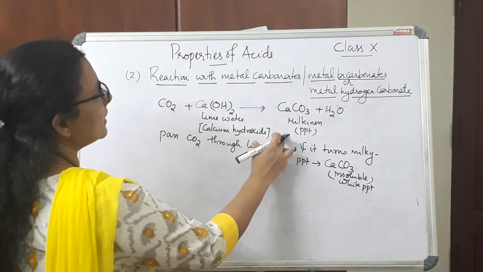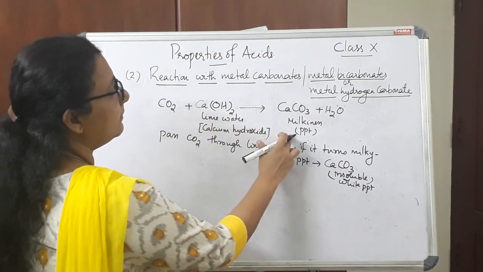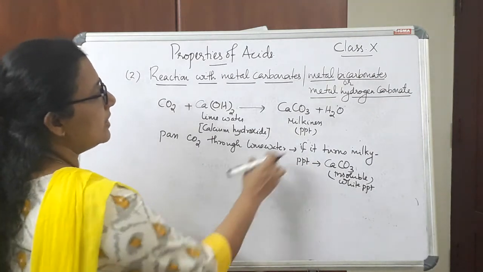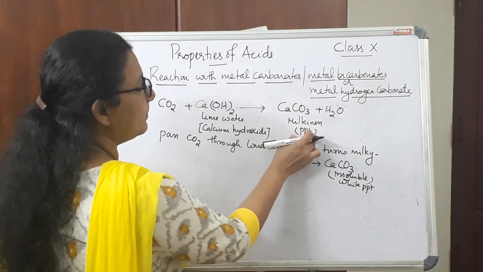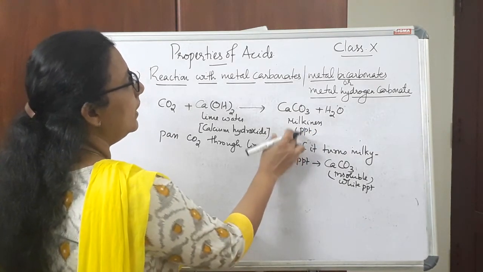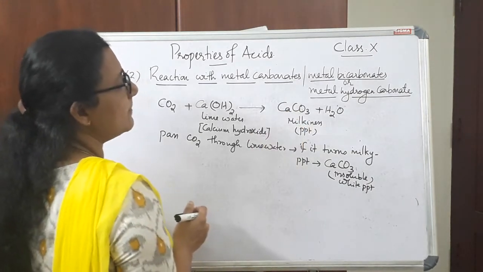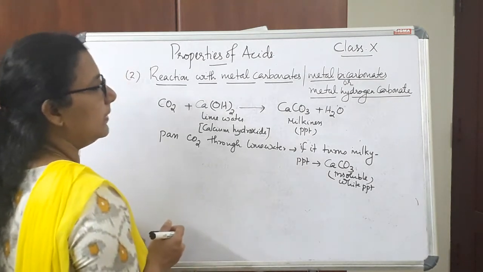So carbon dioxide turns lime water milky. That milkiness is due to the formation of calcium carbonate. A white precipitate is formed in the test tube, due to the formation of calcium carbonate, since calcium carbonate is insoluble.